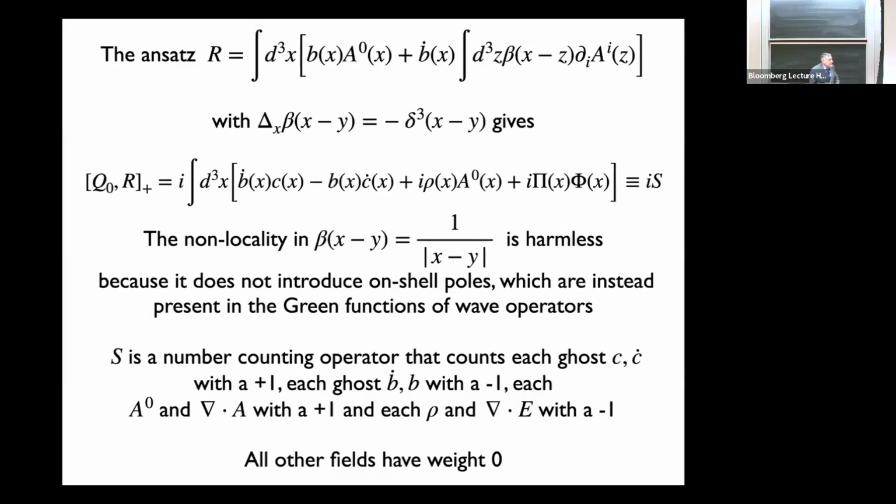And the nice thing about S is that it's a counting operator. It counts each ghost C and C dot with a +1, each ghost B dot and B with a -1. Now the longitudinal components of the potential, so the time component and the gradient of A, are counted with a +1, and instead the conjugate momenta, which are rho and the divergence of the electric field, with a -1. All the rest is neutral. This is not a ghost number counting, it's just accounting for the longitudinal part of your fields.